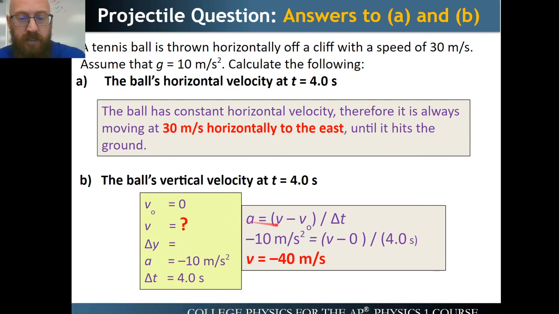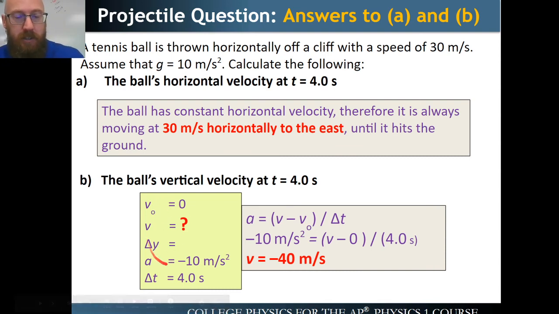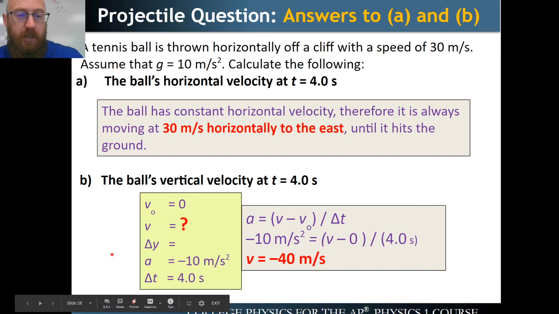We know acceleration is -10. We don't know this. We know that's 0. We know our time is 4. -10, bring the 4 over, 40. Bring over 0, we're good to go. And again, using this setup for the equation helps out a lot. Okay.